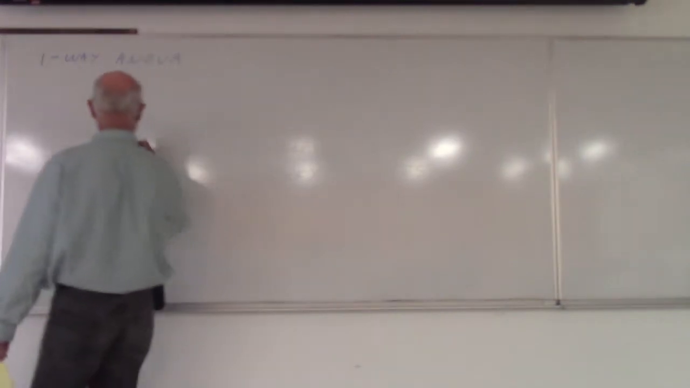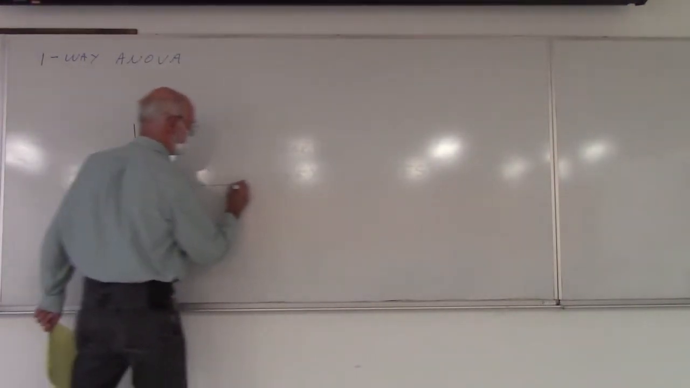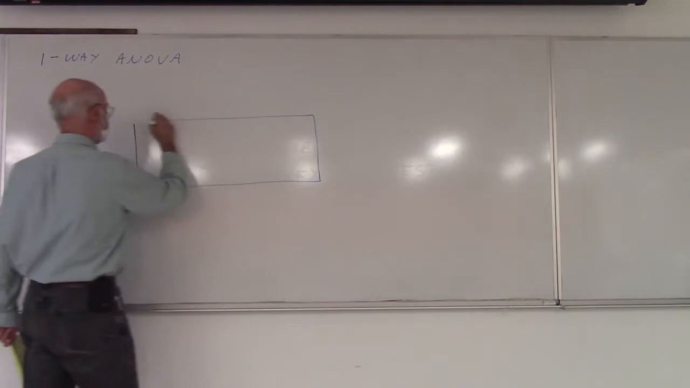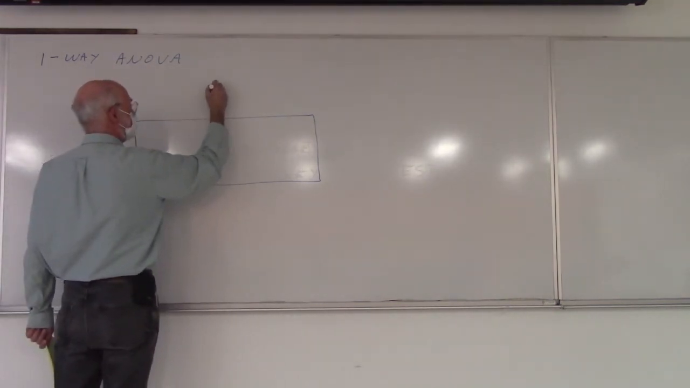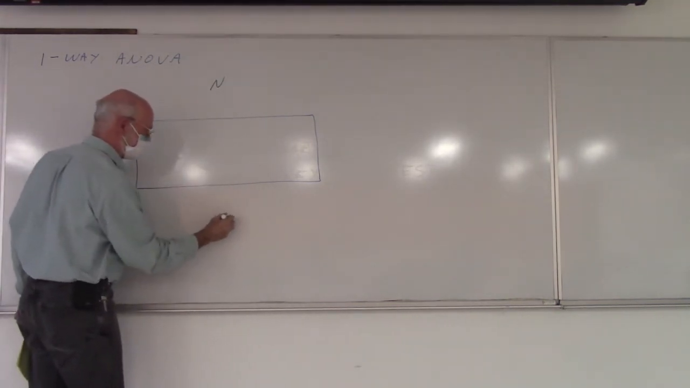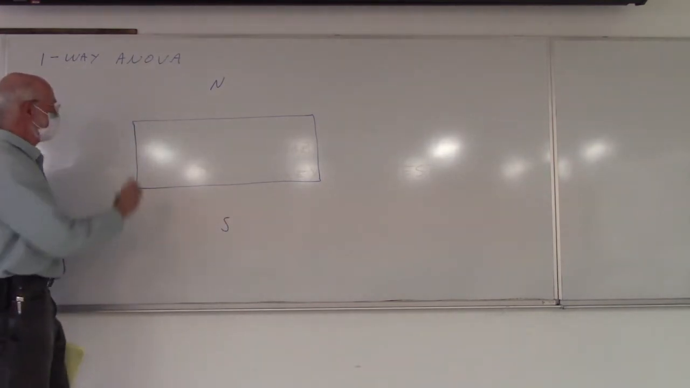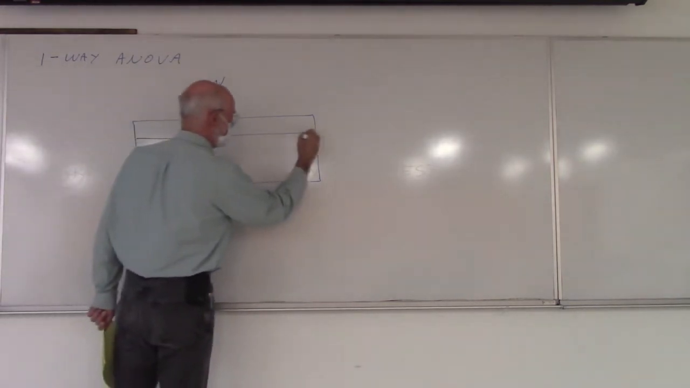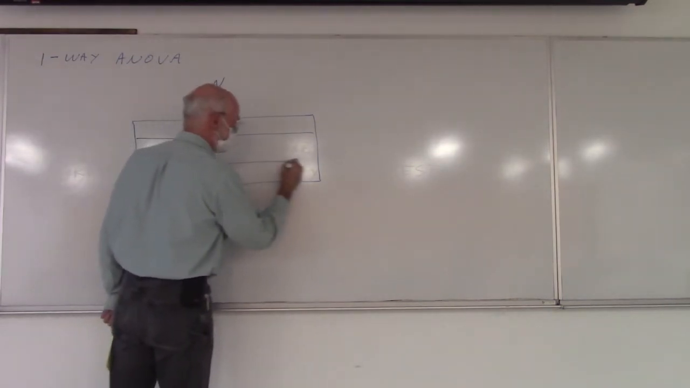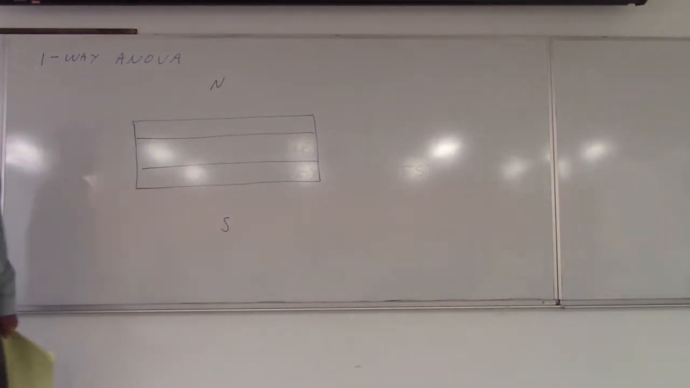So here's our greenhouse. Okay? And there's the north side of the greenhouse, and there's the south side of the greenhouse. And we set up two benches in the greenhouse. One bench there, and one bench there. Now what we want to do is apply a certain treatment, okay? How should we organize our treatments?